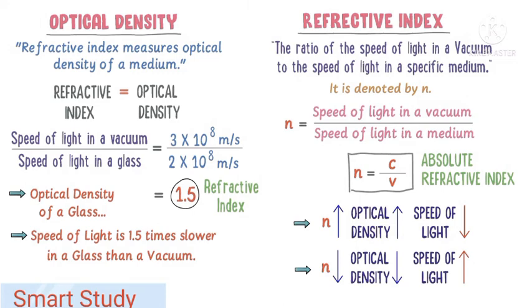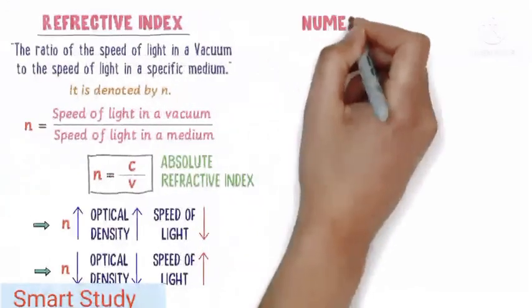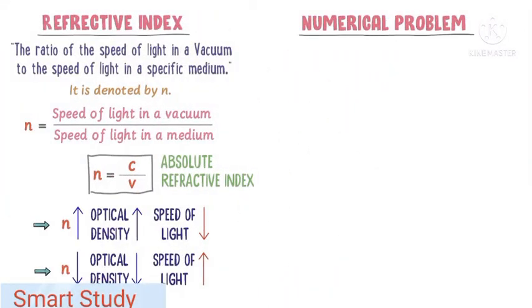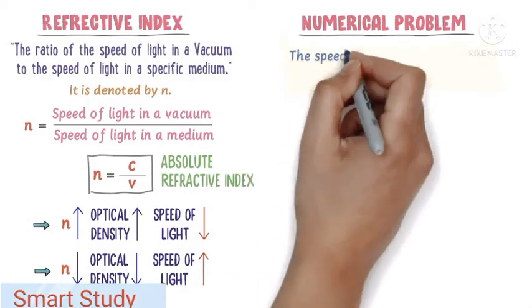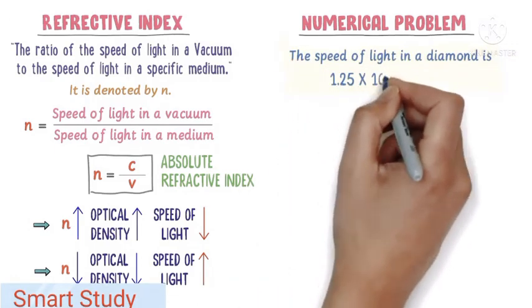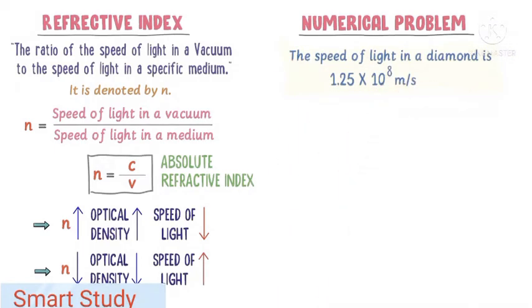Now let me teach you how we can solve numerical problems of refractive index. For example, the speed of light in a diamond is 1.25 × 10^8 meters per second.